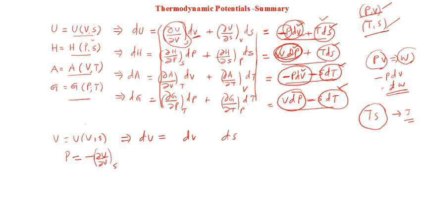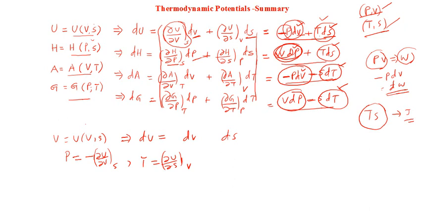We have already written this one. Similarly, compare the coefficient of ds in both these equations, ds here and ds here. That is t plus t only, so t is equal to dou u by dou s at v. Similarly, you can write 6 more relationships by comparing the coefficients of dp and dp, ds and ds, dv and dv, dt and dt on both sides of the equation.